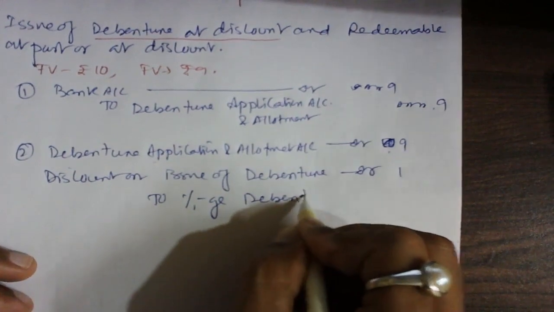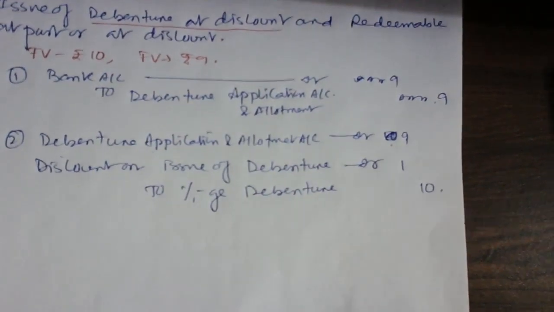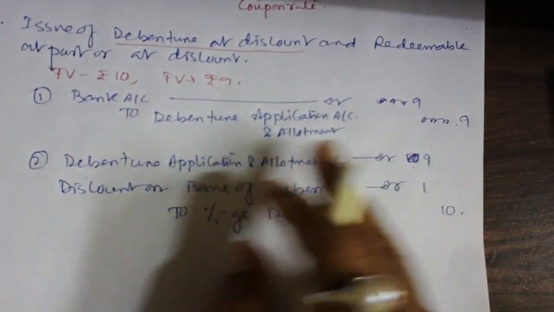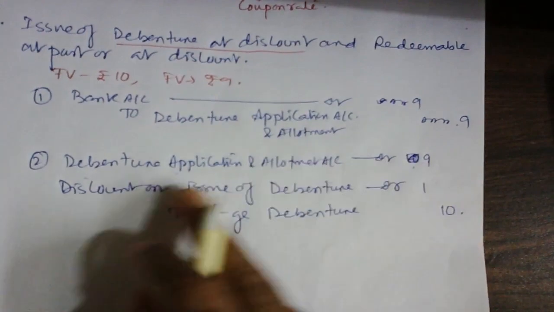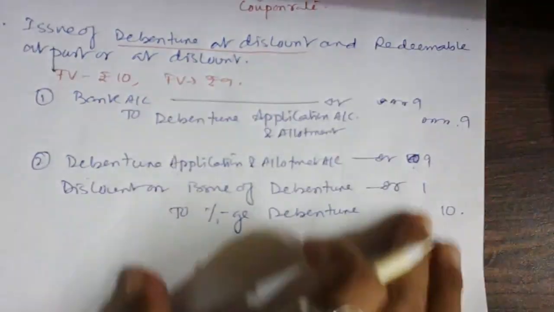1 rupee, and let's say it is a percentage debenture. So what is the percentage of debenture? Let's say 10 rupees. So it means what, sir? See, bank to debenture application allotment 9 rupees, debenture application allotment to 9 rupees, and discount on issue of debenture 1 rupee, and percentage debenture 10 rupees. So we have made the journal thoroughly.